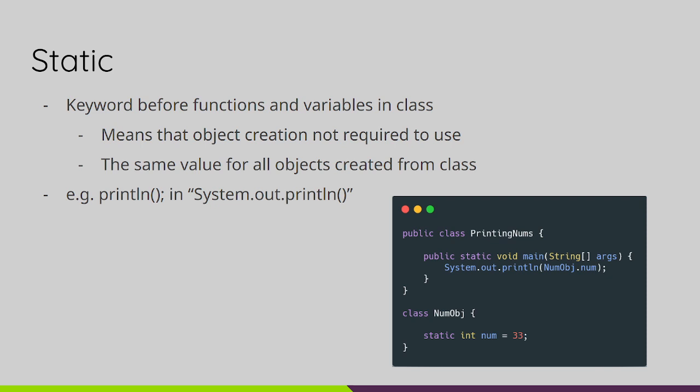So the static keyword means two things. It first means that you don't need to create an object to use it, and secondly, setting a static variable will make sure that across every single object created from that class, they all share the same value. For example, here you can see I'm creating a class called NumObject, and I'm setting a static integer num to 33. So for every NumObject I create, each NumObject will have the same num value because they're all sharing that same variable.